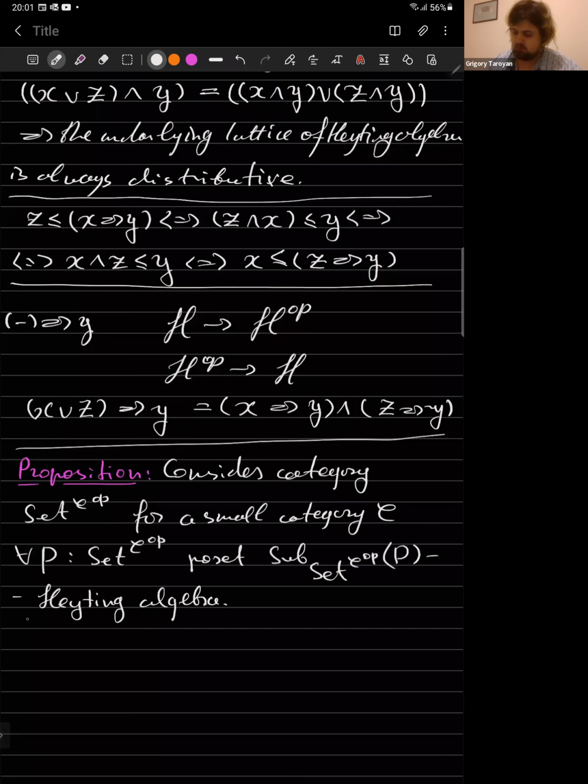Okay, so I think that we can make a break here, and I will start the next part of the talk by proving this proposition. And then we will talk about quantifiers as adjoints. Let's reconvene in 5 minutes.